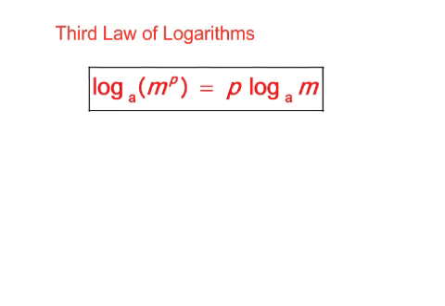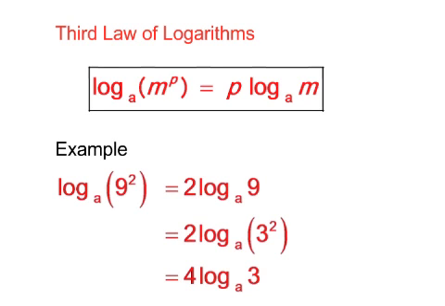And finally, the log of a number to a power, in this case log of m to the power of p, is the same as p log of m. Notice how the index here is now placed in front of the log. So for instance, the log of 9 to the power of 2 is the same as 2 log of 9. But notice 9 is the same as 3 squared. So we can go one step further and write 2 log 3 squared. Again, using the law, 3 squared, we can place the 2 in front. So it now becomes 2 times 2 log of 3, which is 4 log of 3.